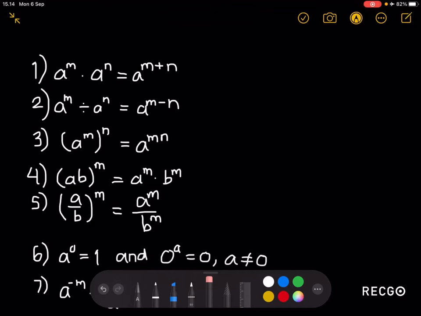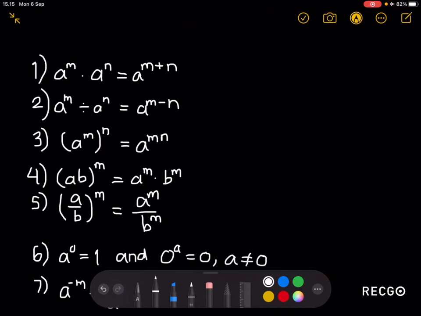Now the fourth one, if we have a times b in parentheses and then all that to the power of m, we can just distribute the exponent to each of these numbers. So we have a to the m times b to the m. Note that this works for any finite number of terms, so assume that you have a times b times c to the m. We can just distribute m into each of these terms. So we have a to the m times b to the m times c to the m.